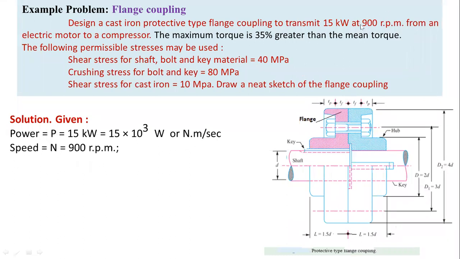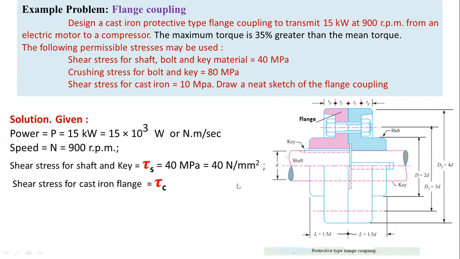Now the speed of the shaft is 900 rpm, N equal to 900 rpm. And here the shear stress induced in the shaft and key material is 40 megapascal: tau S, tau K, tau B equal to 40 megapascal. 1 megapascal equal 1 Newton per mm square. Now the shear stress induced in the cast iron material, that is the flange material, is 10 megapascal, so tau C equal to 10 megapascal.